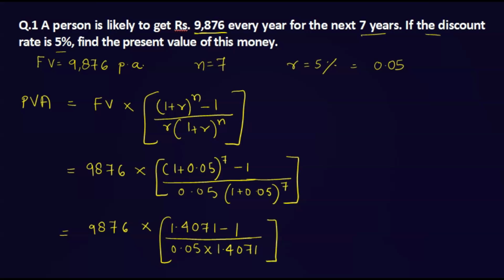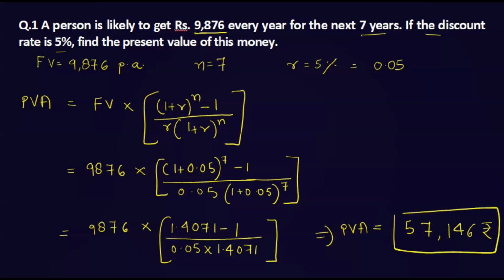So this total, when we solve, we will get the present value of the annuity. Use the calculator and solve it. Pause the video and solve it. So you will get 57,146 rupees. This is the answer.